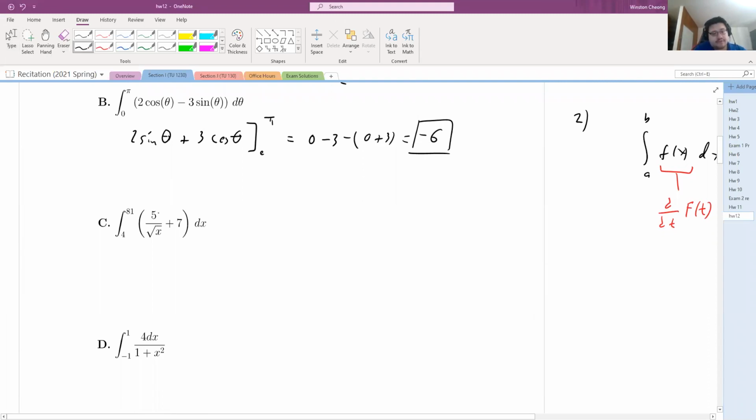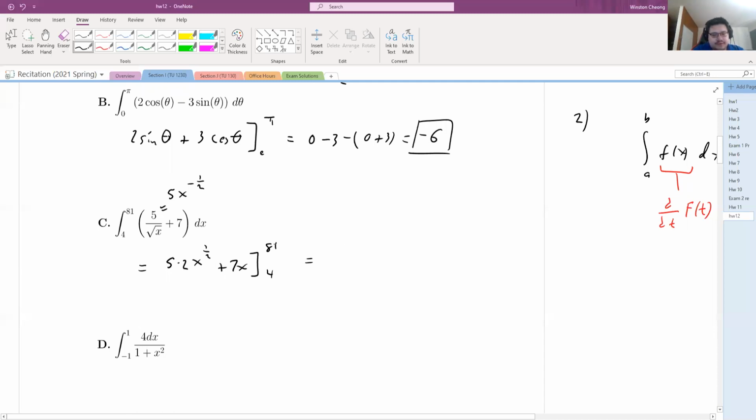Right. For C, well, it's nice to rewrite this as a power, an exponent. So -1/2. So then when we integrate this, reverse power rule. So it's going to be 5x to the 1/2, and then divided by 1/2, which is the same as multiplying by 2. And then we would have a +7x. And we will have to evaluate this from 4 to 81. Okay, well, that's a bit annoying.